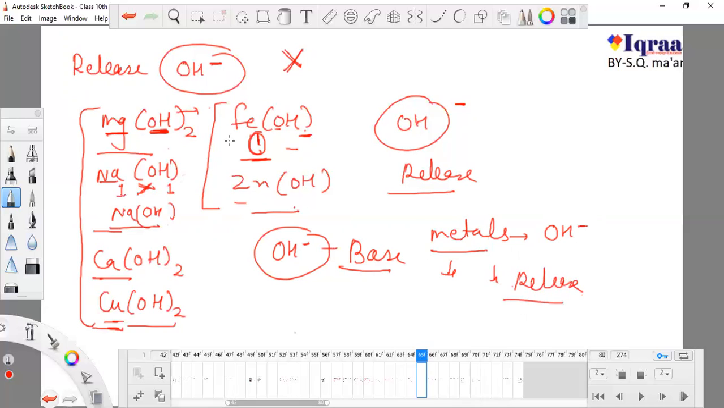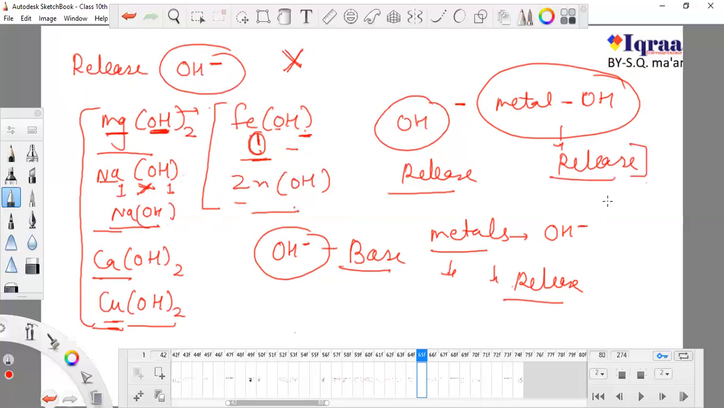Any metal, when it contains any type of OH, when the metal takes up this OH, it can release it easily. That's why they are known as bases.